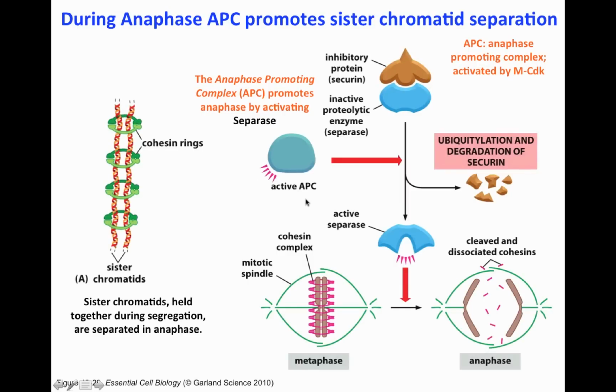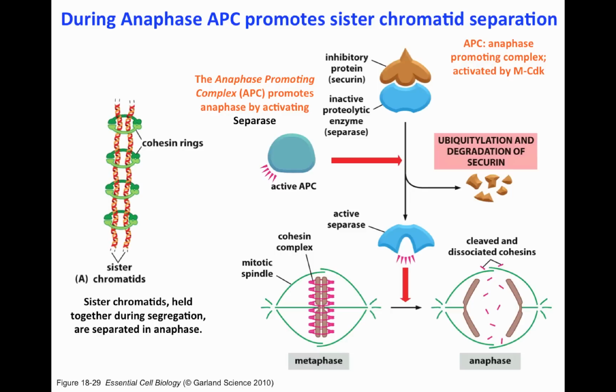So in order to separate those sister chromatids, which are held together by cohesin rings, you have the activation of the anaphase promoting complex. As I mentioned earlier, the anaphase promoting complex can be activated by M-Cdk. APC, the anaphase promoting complex, is a molecule that is going to promote the ubiquitination of proteins. So once activated by M-Cdk, the APC is able to bind to a protein called securin.